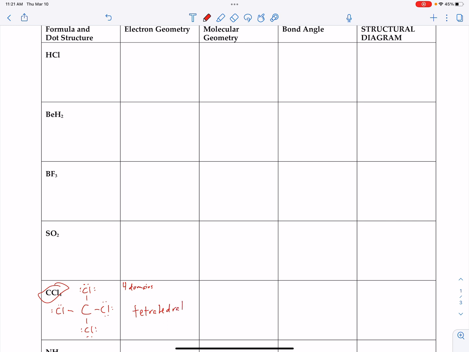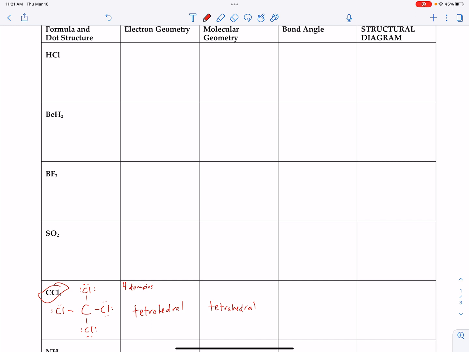Okay, now because all 4 electron domains are inhabited by bonds, then we call the molecular geometry tetrahedral as well, right? If, let's say, 2 of them had been bonds and 2 had been non-bonding, then it would have been something else. It would have been bent in that case, right? Okay.